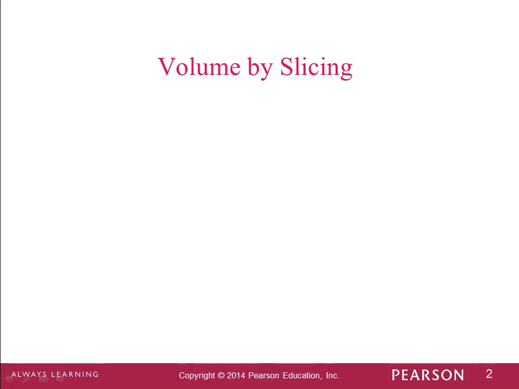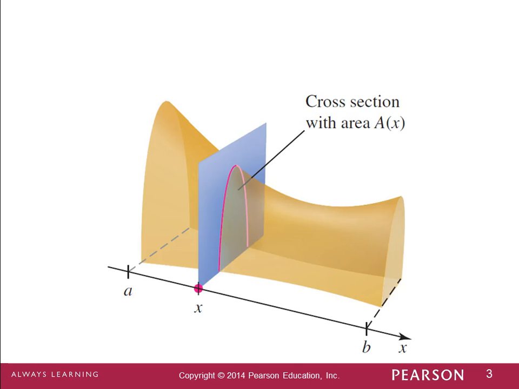In this video, we're going to start to look at how integration can help us define the volume of some odd shapes. And the first technique we're going to use is volume by slicing. Now, there are two different ways that we can slice an object in order to find its volume. And the first way is called the general or traditional slicing method.